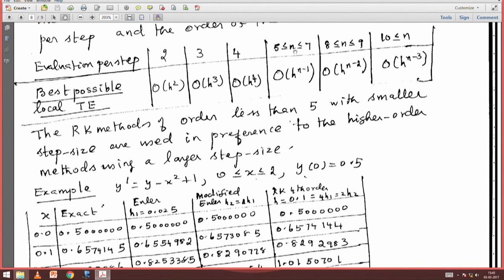But you observe that as the order of the method increases, say which lies between 5 or 7 or 8 or 9 or n greater than or equal to 10, the best possible truncation error that you obtain is only of order of h to the power of n minus 3. So, when n is equal to 10, you only end up with a method whose truncation error is of order of h to the power of 10 minus 3, namely h to the power of 7. So, the RK methods of order less than 5 with smaller step size are preferable to higher order RK methods using a larger step size.